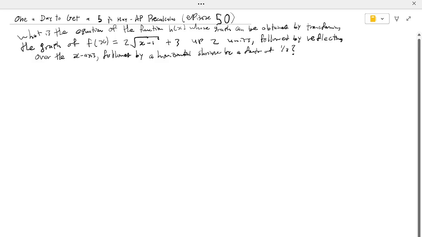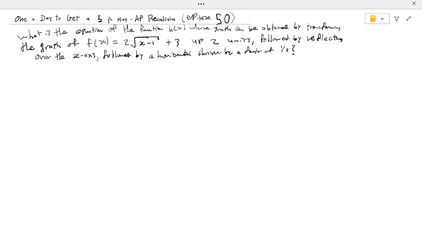This is episode 50, and today I have a problem for you from Unit 1. So we have a function f of x, which is 2 times the square root of x minus 1 plus 3. And it goes through a series of transformations. First it gets translated 2 units up, gets reflected over the x-axis, and then it gets horizontally shrunk by a factor of 1/3. And we want to find the equation for what that will look like after all those transformations. So give the problem a try, and then you can check back and see the solution.